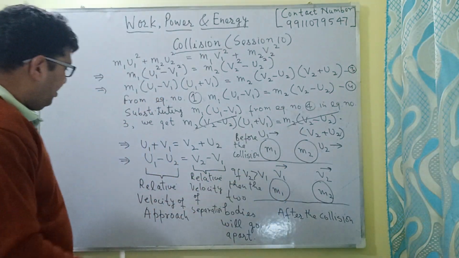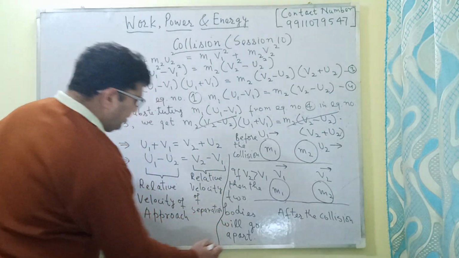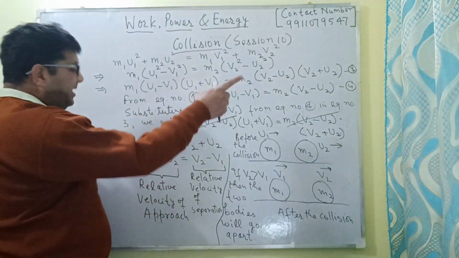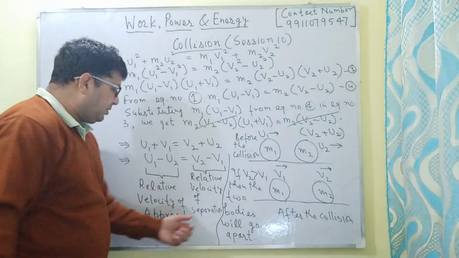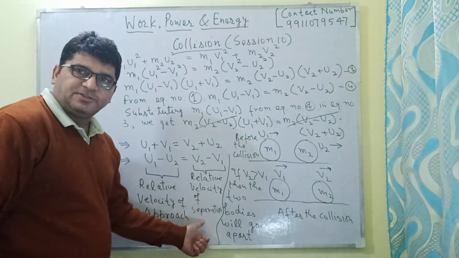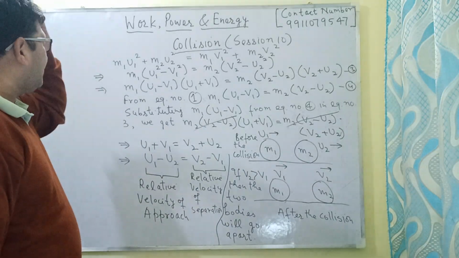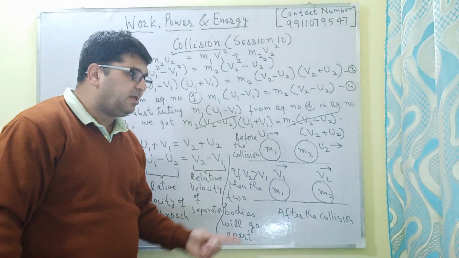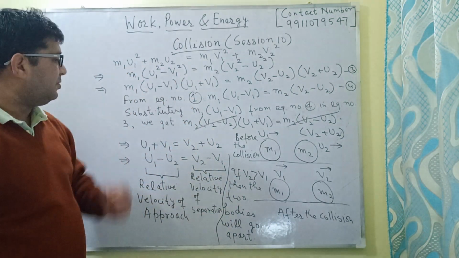So in other words, we can say that in the elastic collision in one dimension, the relative velocity of approach is equal to the relative velocity of separation. So in this session, I have discussed the elastic collision in one dimension. In the next session, I will be discussing the elastic collision in two dimensions.